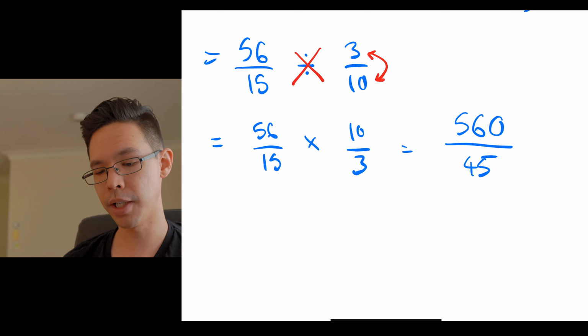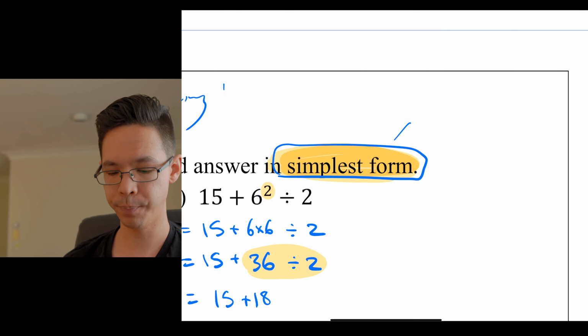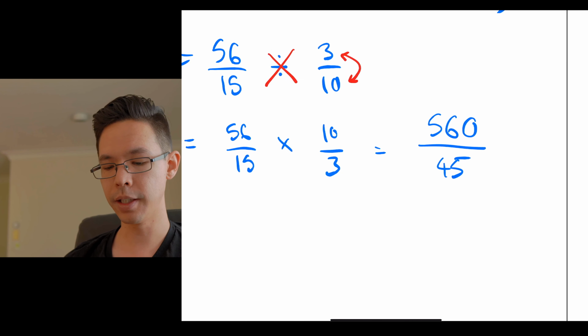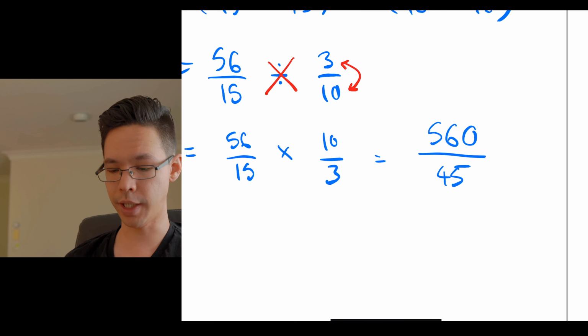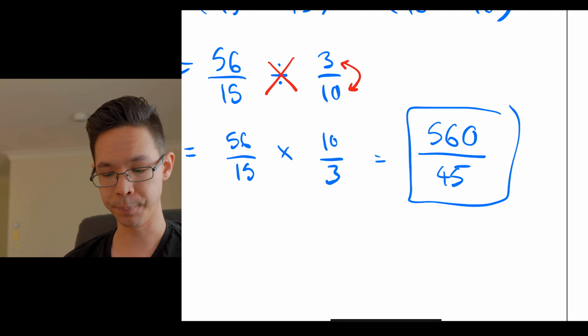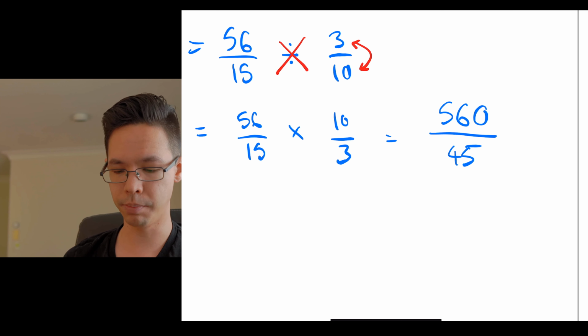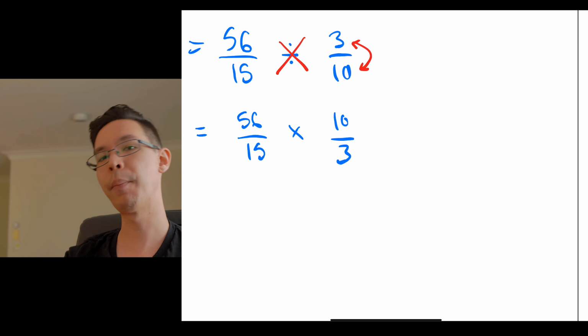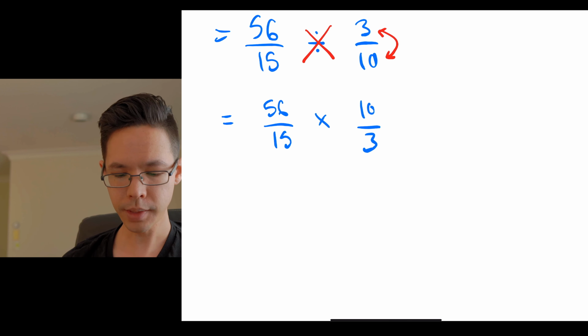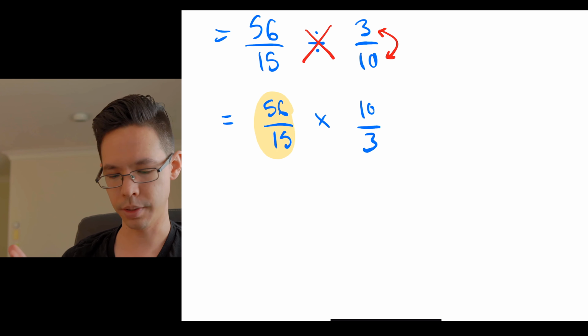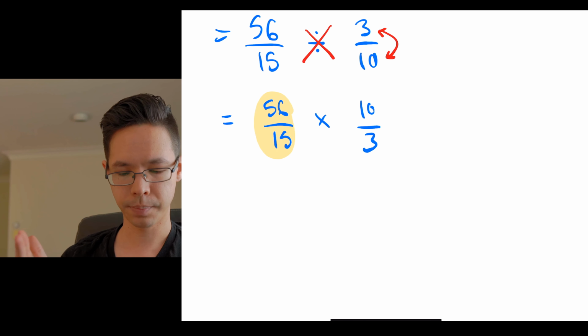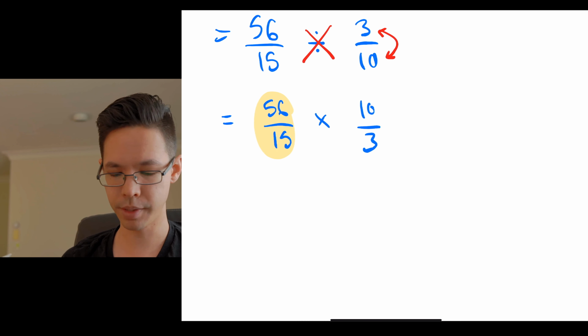And I have to simplify my answer. Remember at the very top we highlighted there? Simplest form. I think most of us, including myself, would find simplifying this one a little bit tricky. So before I just multiply them across, I'm actually going to simplify first. Can I simplify vertically? Can I simplify 56 and 15? Do they have common factors? 1, yes. 2, no. 3, 5 and 6, no. 4, no. 5, no. Okay, so it looks like they don't have anything in common, so I can't simplify vertically.